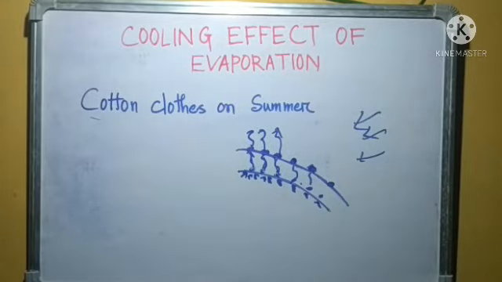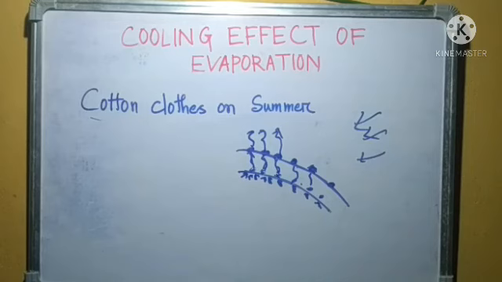So cotton will easily absorb the sweat and bring it to the surface, and then the sweat can easily evaporate, and when the sweat evaporates, it will bring our body temperature down and we will feel cooler. Due to this, we use cotton clothes in summer, and it is an example of the cooling effect of evaporation.